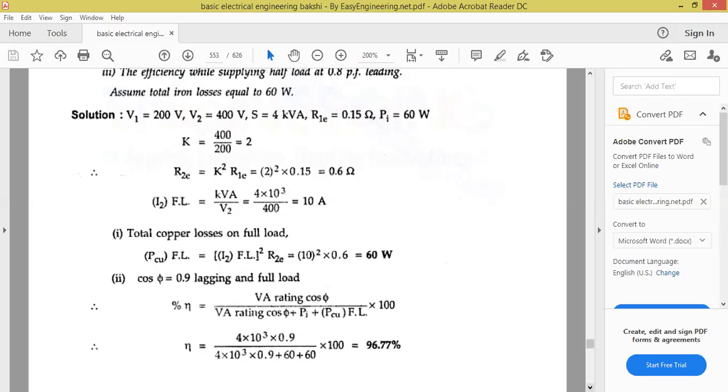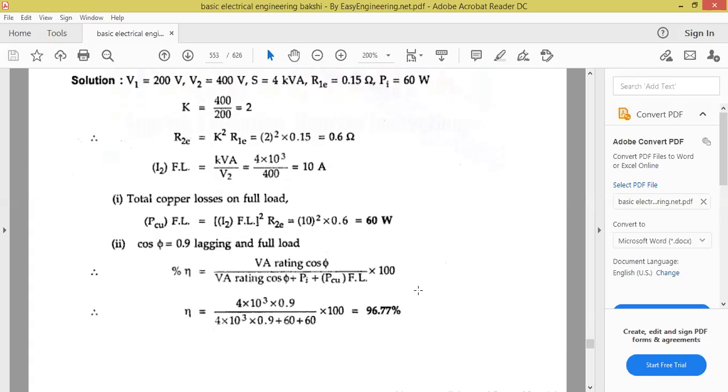Now, what is the first bit? Copper losses we have done. Efficiency. Now all of you, the second bit is to calculate the efficiency at full load with 0.9 lagging. So the 0.9 value is important. So what is the efficiency at full load formula? Remember this formula, all of you must prepare this content for the examination. Efficiency equal to VA rating into cos theta by VA rating into cos theta plus iron loss plus copper loss at full load. Okay, how to calculate copper loss at full load? Formula is I1 square into R01 or I2 square into R02 or I1 square into R1 plus I2 square into R2. Anything you can use, depending upon the requirement.